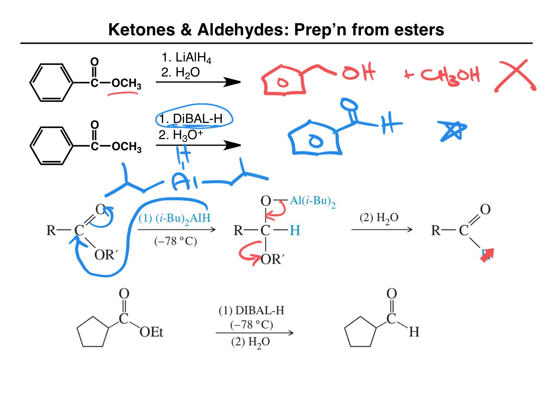So this is the hydride that came from the diisobutyl aluminum hydride, and this is the original part of the ester. And here's another example. We have an ethyl ester, DIBAL at minus 78 degrees Celsius, followed by an aqueous workup, is going to convert this ester to an aldehyde.